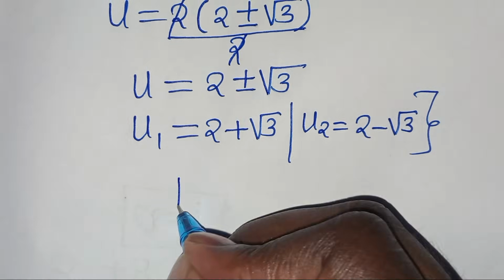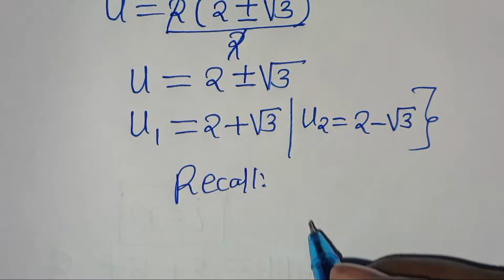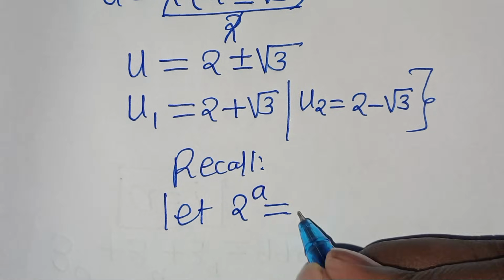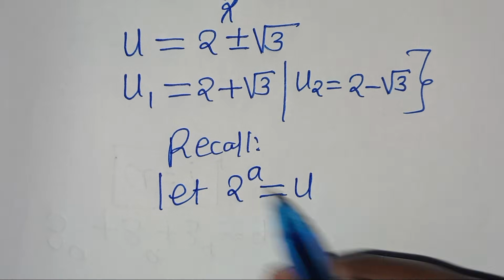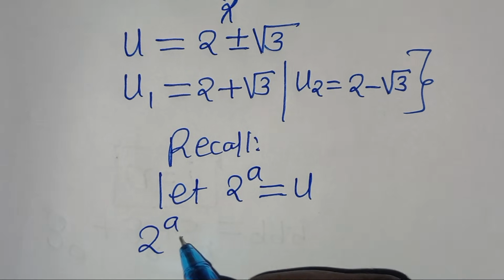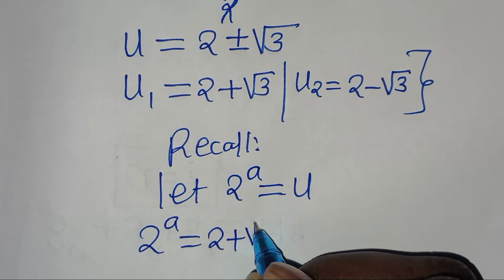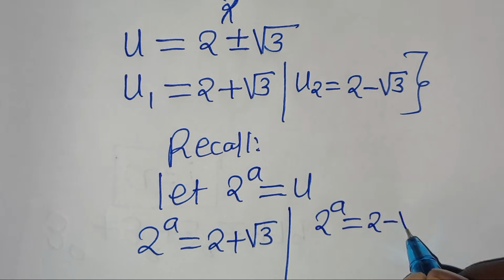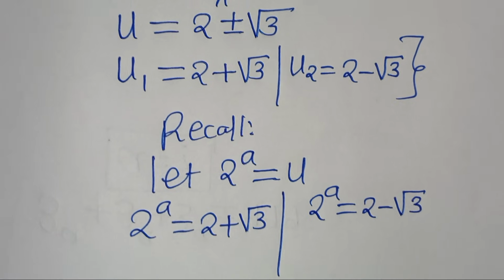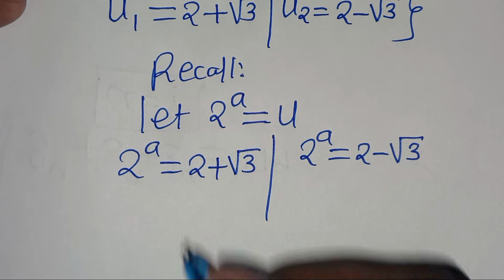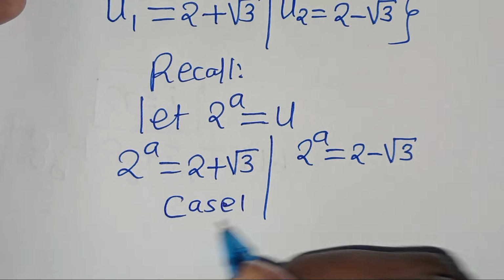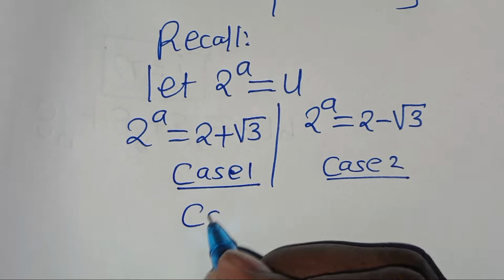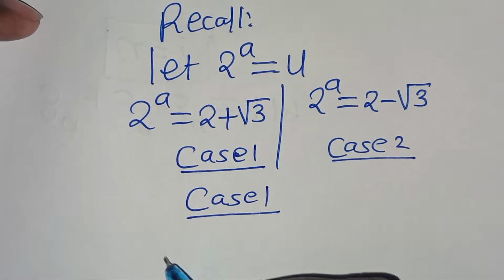The next step is that, if you recall, we let 2 to the power of a be equal to u. So let's start with u1: 2 to the power of a is equal to 2 plus the square root of 3. Then for u2, 2 to the power of a is equal to 2 minus the square root of 3. This is case 1 and this is case 2. So let's start with case 1 here.